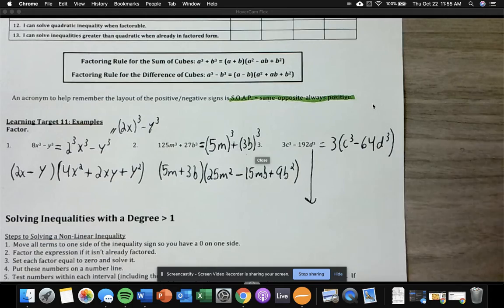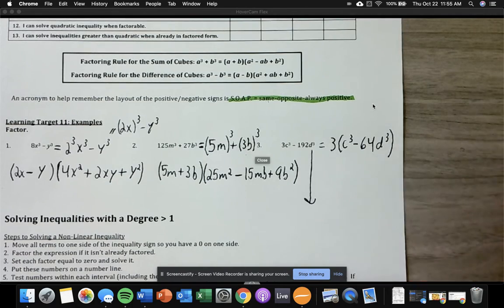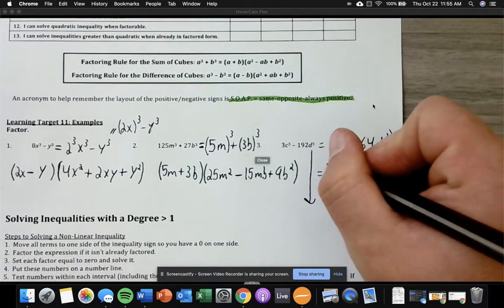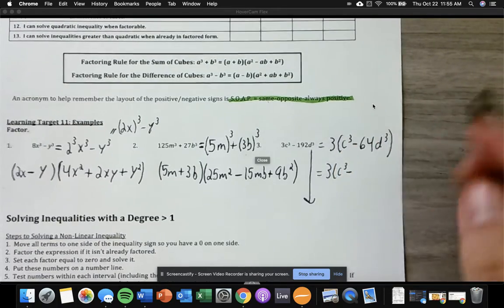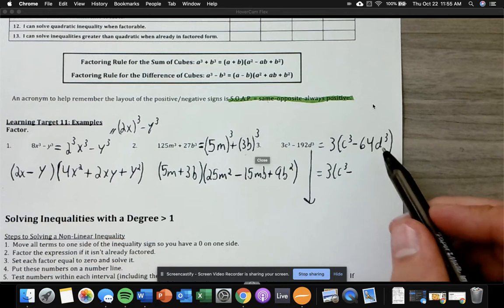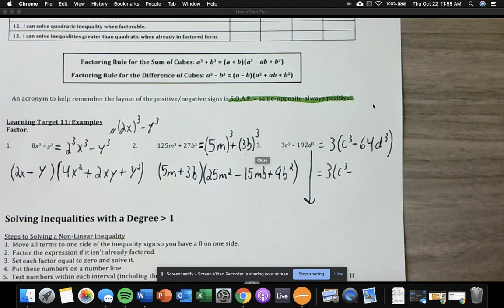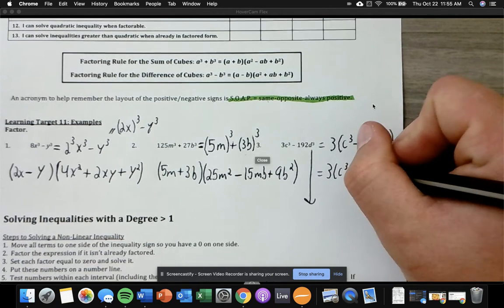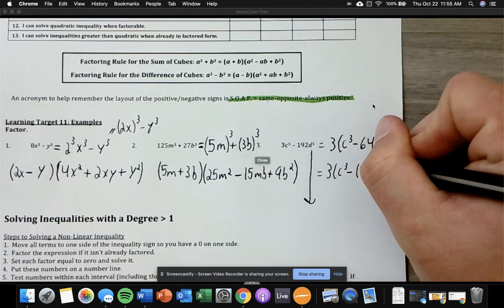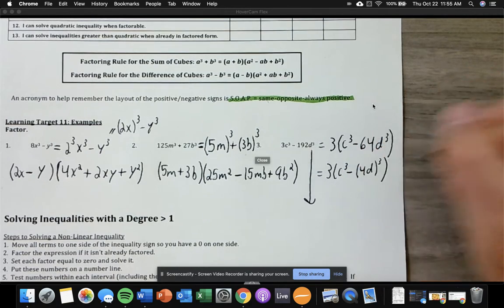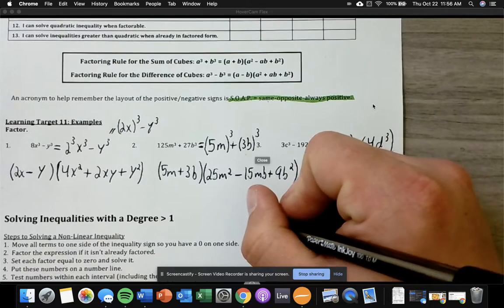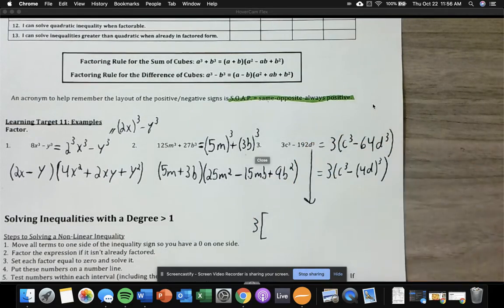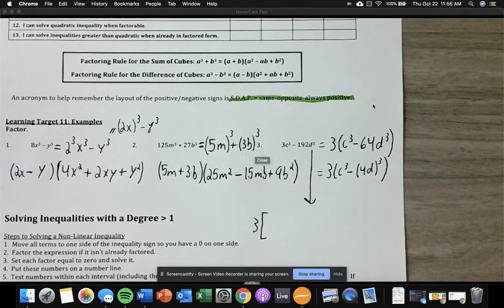Again, this 64, now we can change that around. We can rewrite this as 3 times c cubed minus 64. Well, that's just 4 raised to the third power. So we can rewrite this as 4d all raised to the third power. Now we just follow the rules for the difference of cubes. And we know we're going to have a 3 on the outside, so we can just put that on the outside and forget about it. We don't have to worry about it anymore.